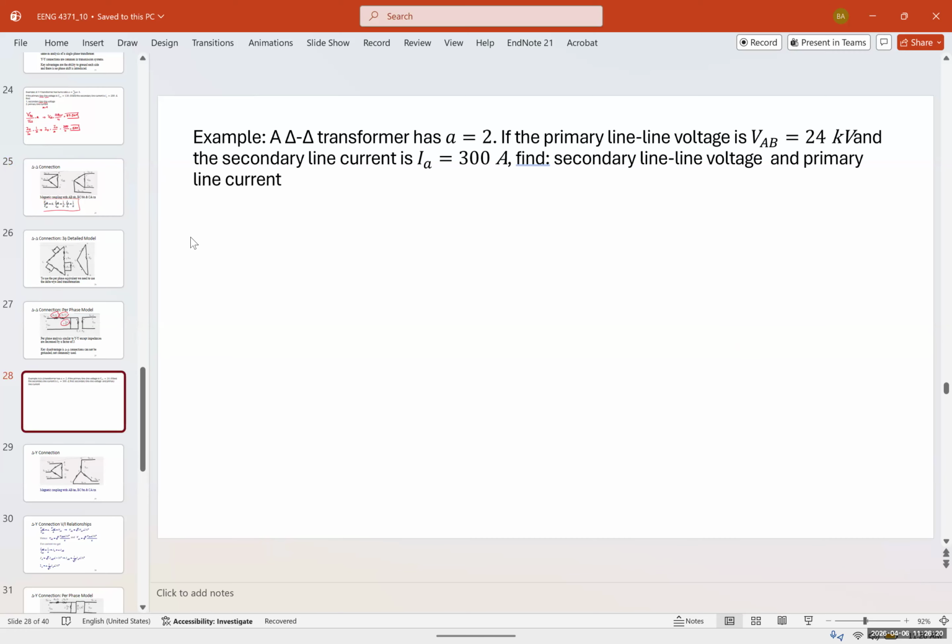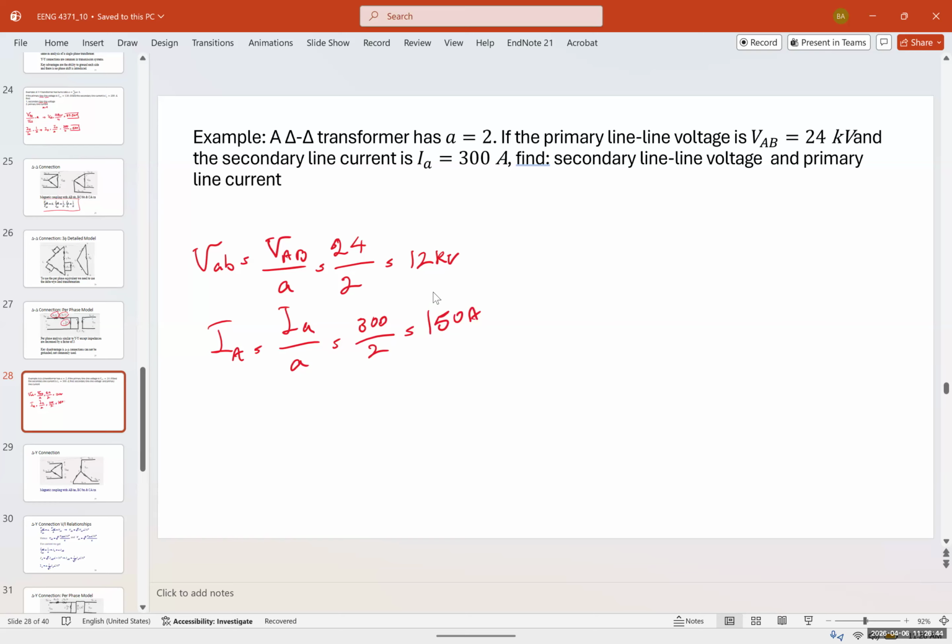Again, it's pretty easy. VAB for the secondary is going to be VAB of the primary divided by A, which is 24 divided by 2 gives us 12 kilovolts. And IA is going to be IA divided by A, which is 300 divided by 2 gives us 150 amps.